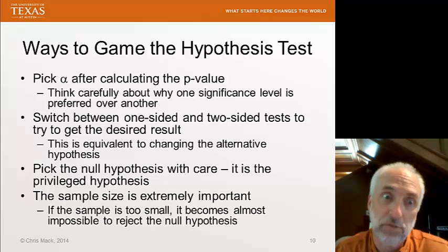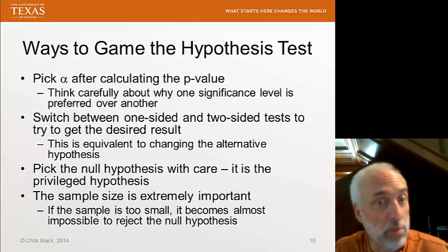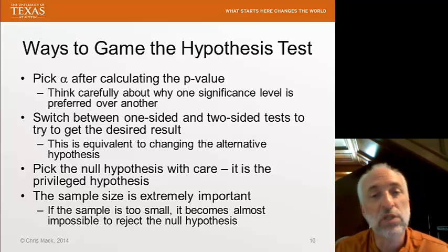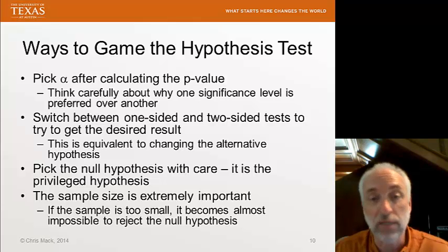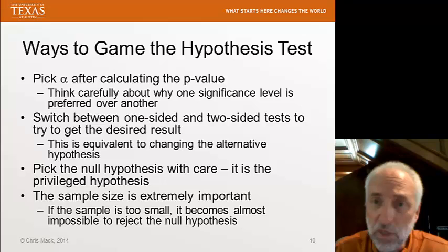Reject or fail to reject, I should say. We never accept the null hypothesis. We simply fail to reject it. Also, how do you pick the null hypothesis? Remember, the null hypothesis is privileged. It's very easy to select the null hypothesis and say, this is right until it's proven wrong. But is that really what you want to do?